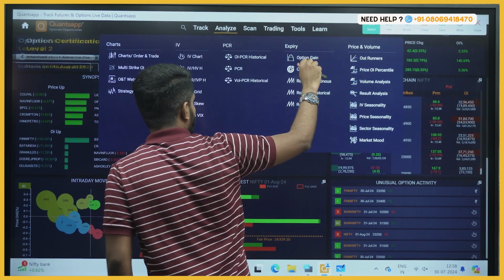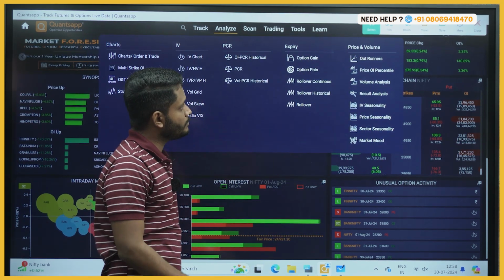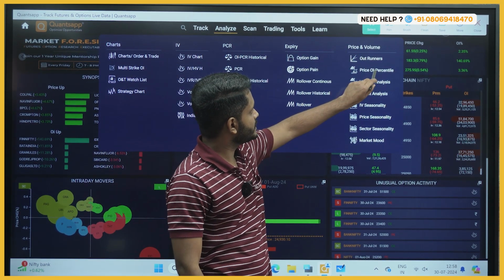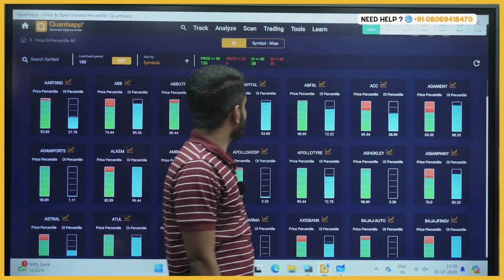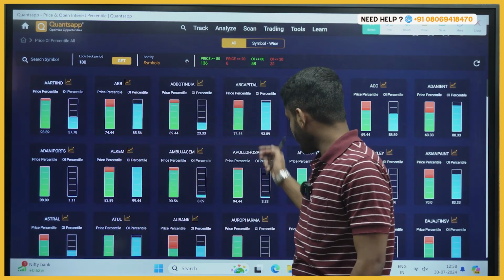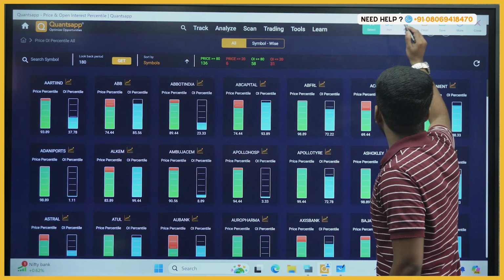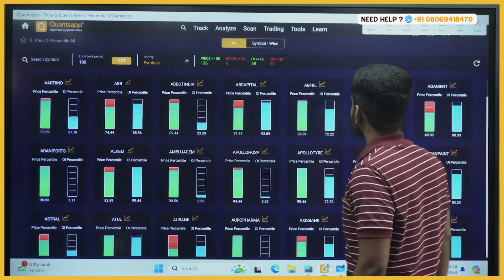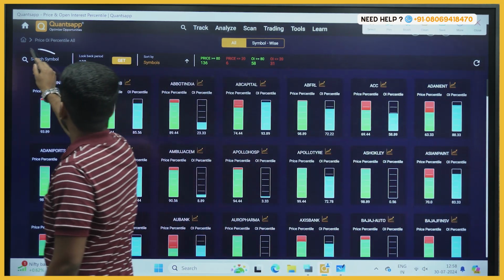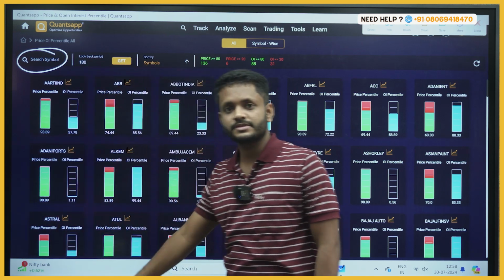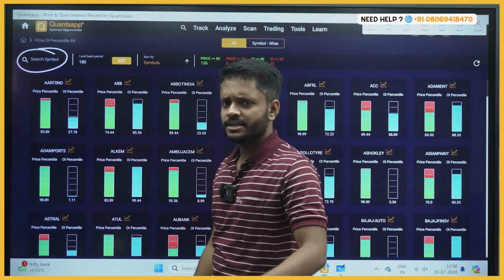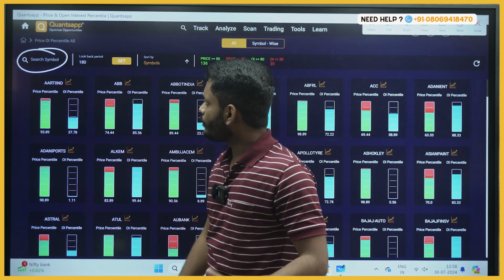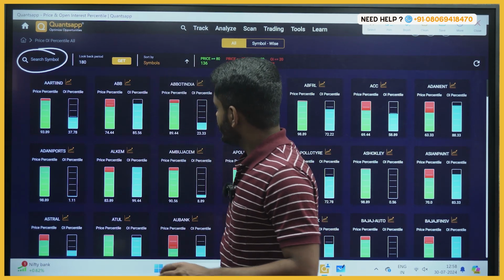Can you see Price and Volume? In Price and Volume, I am selecting the second option, that is Price OI Percentile. As soon as I open this, this is what I can see. Now let me explain the concept of Price OI Percentile. Here there is an option of Search Symbol. Whichever stocks you want to search, for example Reliance, HDFC Bank, ICICI, you can type the name of the stock.